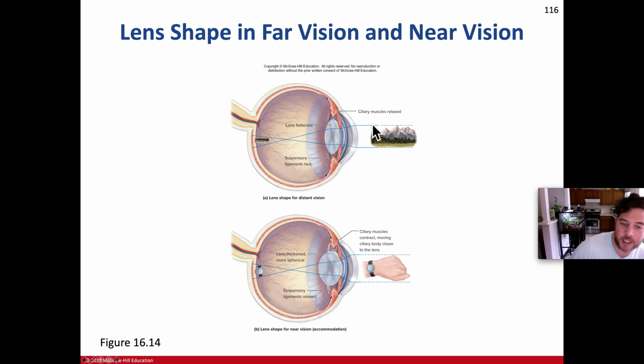So here you can see lens shape for distant vision. The lens gets more flattened, whereas for near vision, this accommodation, the lens really gets this more spherical shape.